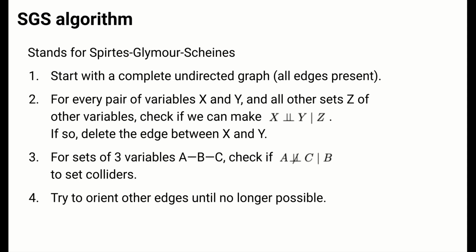All of these ideas put together form the cornerstone causal discovery algorithm, the SGS algorithm, which is named for the creators' last names. We start with a complete undirected graph. All possible edges between variables are present. Then, for every pair of variables, x and y, we'll look at all sets z of other variables to see if we can make x and y conditionally independent. If any set z succeeds in making x and y conditionally independent, delete the edge between x and y.